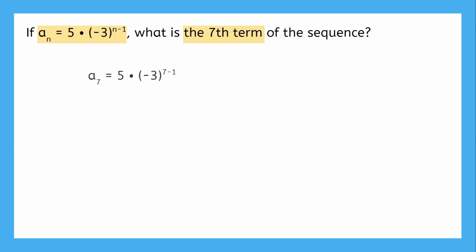So we plug in 7 for n. 7 minus 1 is 6. -3 to the 6th power is 729. And 5 times 729 is 3,645. So the 7th term in this sequence would be 3,645. We didn't have to do a bunch of work to find the first 6 terms just to get to the 7th, thanks to the explicit formula.